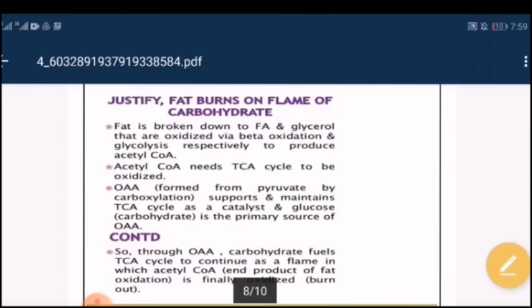and oxaloacetate is formed from pyruvate by carboxylation. And this supports and maintains the TCA cycle. And so glucose is the primary source of oxaloacetate. So through oxaloacetate, carbohydrate fuels the TCA cycle to continue the flame of the acetyl-CoA. I hope you get it.